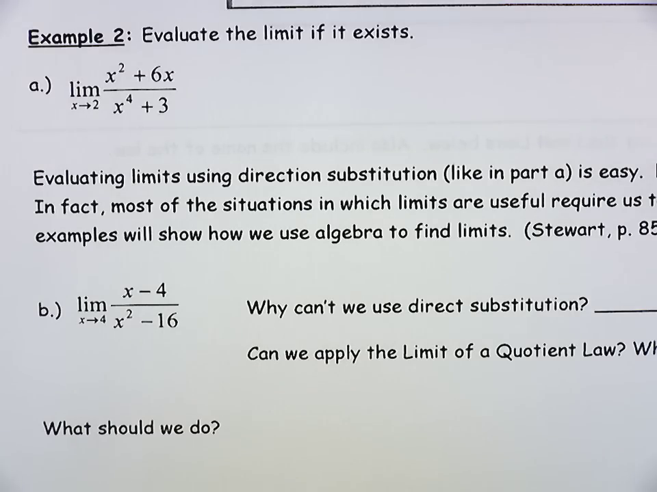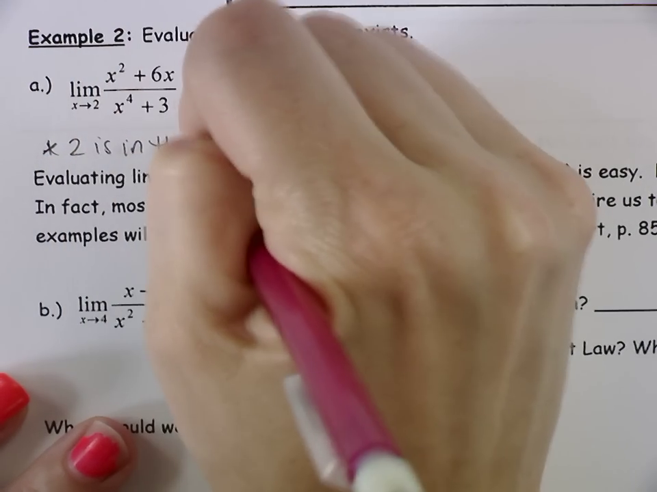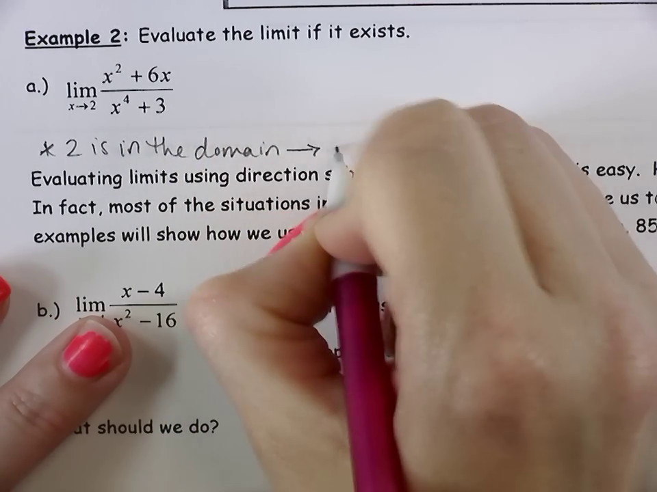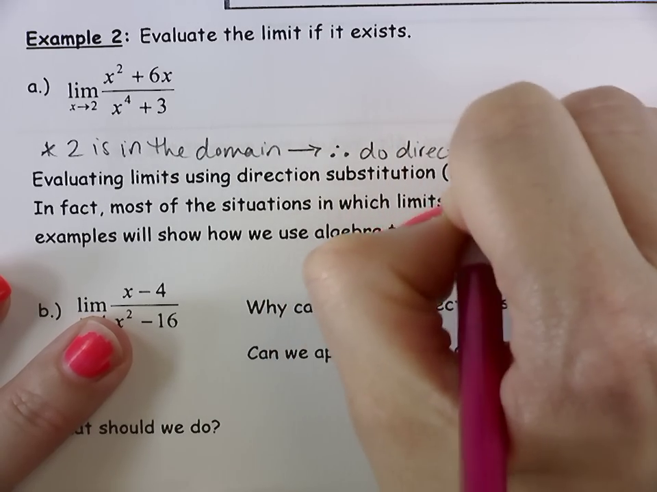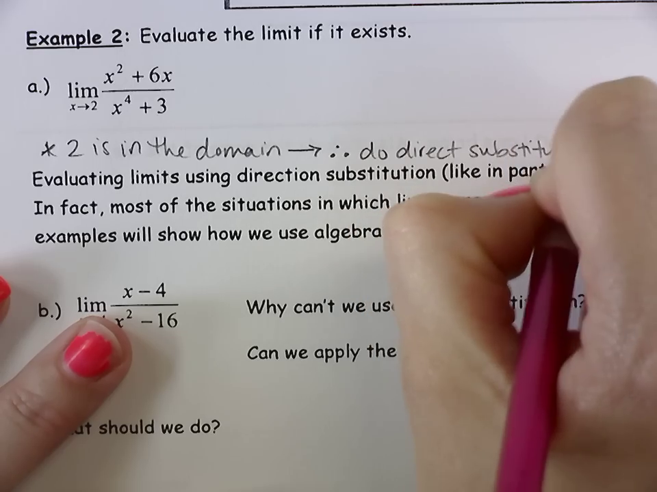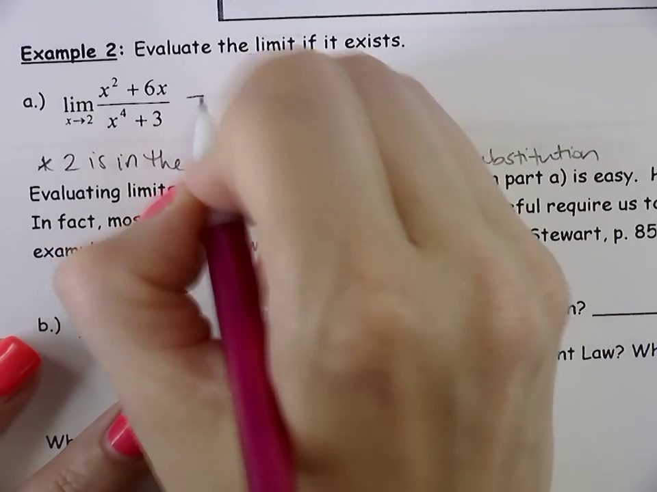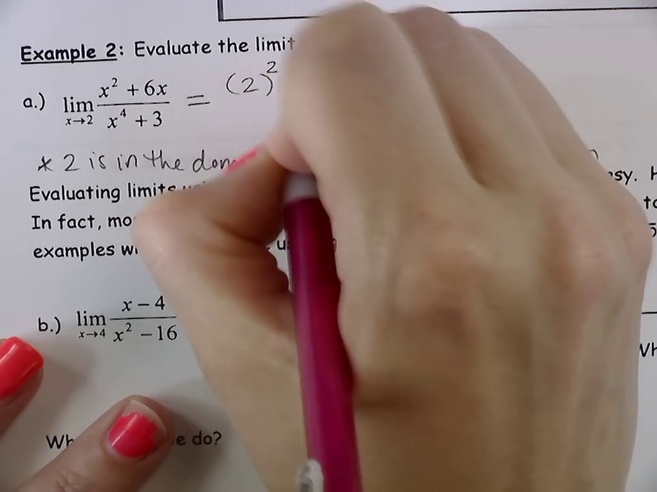So is the denominator going to be 0? No. Is there anything else I have to watch out for with this? No, okay? So 2 is in the domain. Okay, if it is in the domain, therefore, we're going to do direct substitution. Like I said, you guys will like this. If it's in the domain, you're just going to directly substitute 2 in for x.